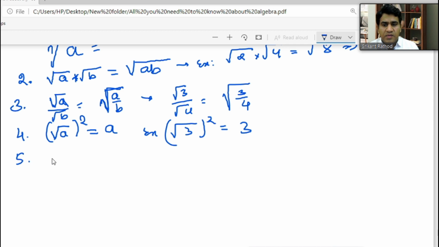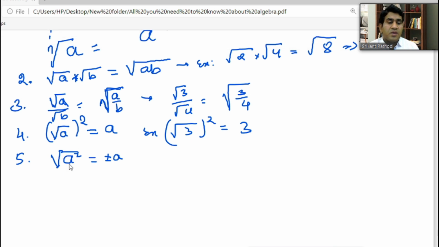But if we have square root of a square, this is equivalent to plus or minus a, not just a. Why? Because I don't know whether a is positive or negative. As it is getting squared, I got a positive, and then it appeared as a number without the negative sign. Example I can tell you, square root of 4, we can say it as plus or minus 2.